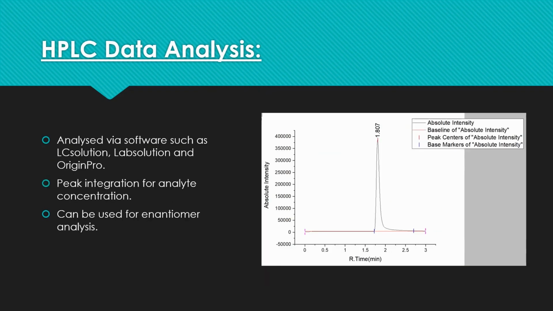By itself, HPLC does not provide much analytical information about the sample. That is why HPLC is always coupled with a detector, commonly a mass spectrometer or a UV detector. The information produced from these detectors can then be analyzed via software such as LC Solution, Lab Solution, and Origin Pro. These software packages will provide a graph of the peaks picked up by the detectors, which can then be integrated in order to find the area underneath each peak. From this peak integration, the concentration of the analytes can be calculated, which then allows for other calculations such as standard curves, height equivalent theoretical plates, and enantiomeric excess.